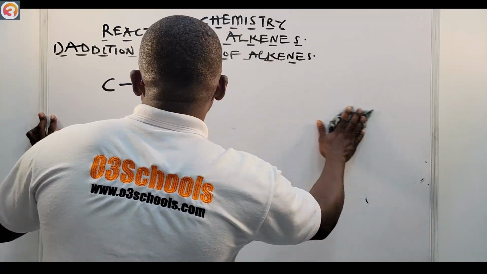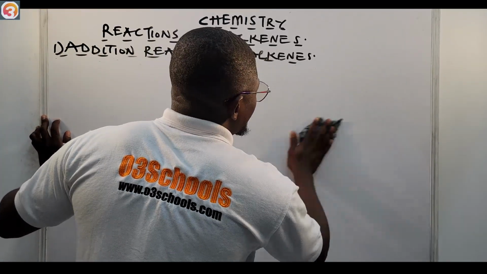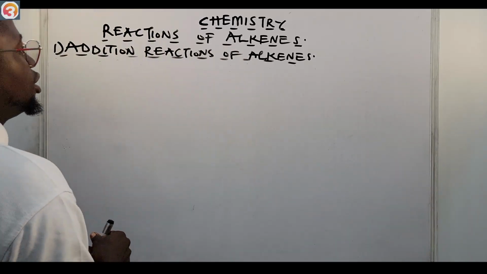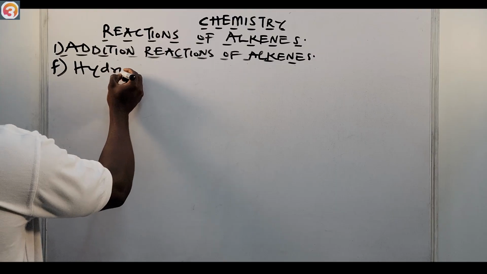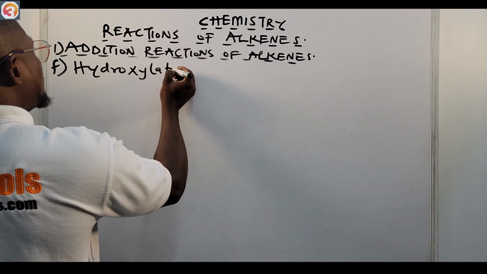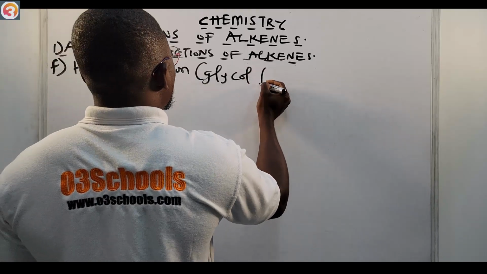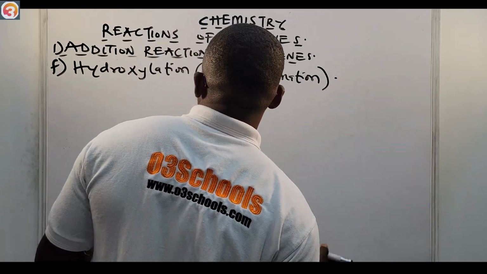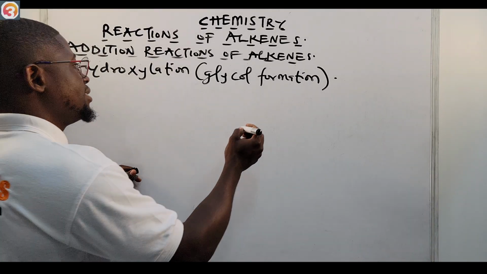This sixth addition reaction is called hydroxylation. We call it hydroxylation or glycol formation. It's a reaction between an alkene and a permanganate. You know what permanganate is, right?